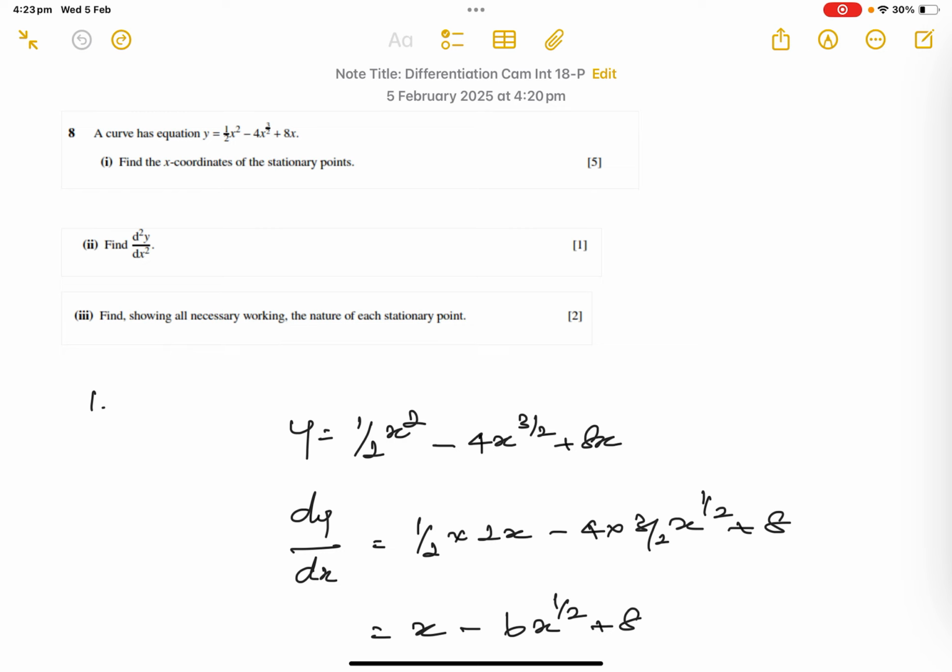A past question on differentiation from Cambridge International. A curve has equation y equals half x squared minus 4x to the power of 3 over 2 plus 8x. Find the x coordinates of the stationary points.